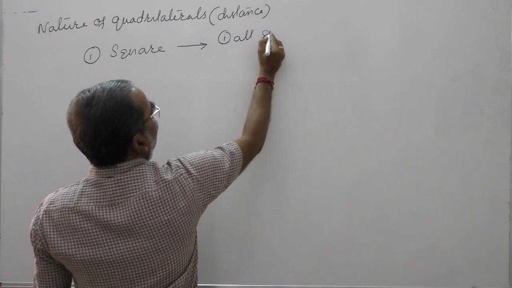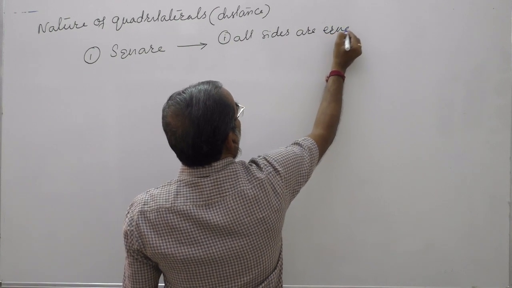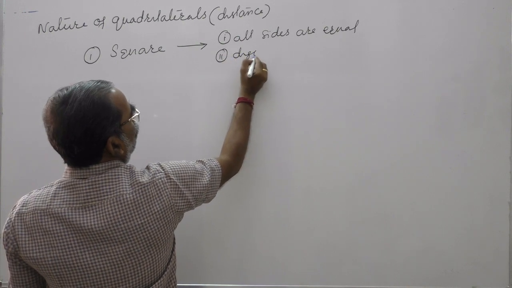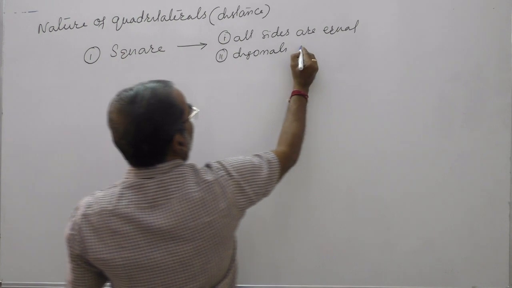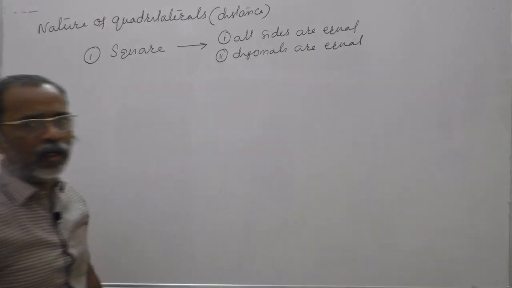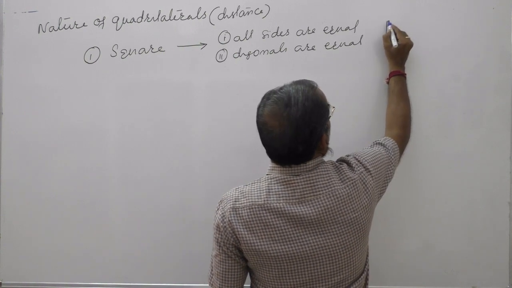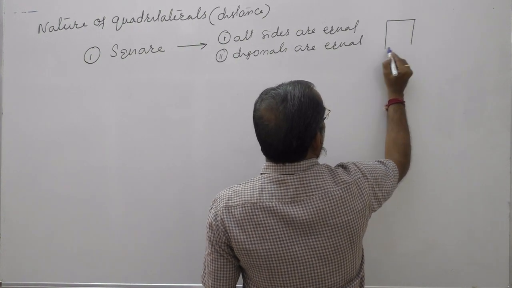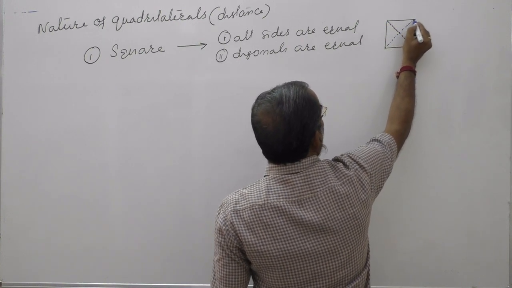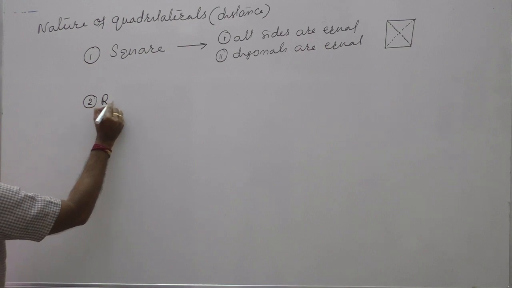All sides are equal and diagonals are also equal. If all sides are equal and diagonals are equal, then it is a square. So a square will have 4 sides equal and also the diagonals equal in length. These are also equal. They are of the same length.